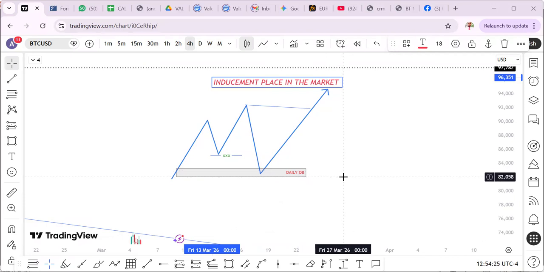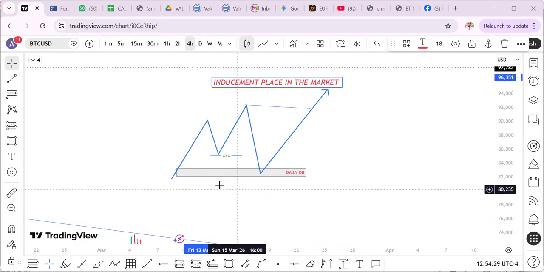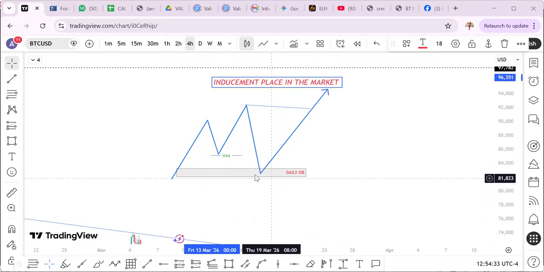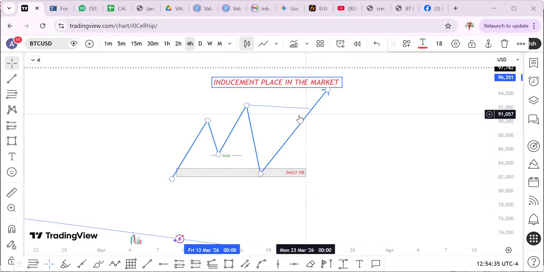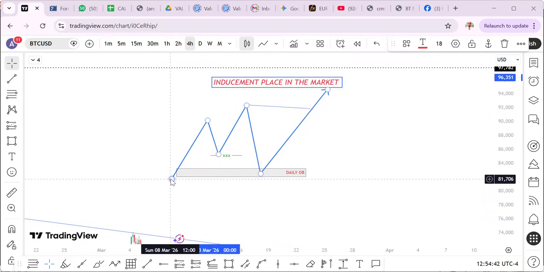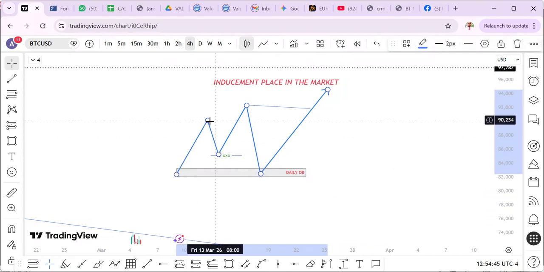How do you understand inducements in the markets? So, how does inducement work and how can you overcome inducements, which we also know as the institutional trap. So let's take a look at this uptrend.